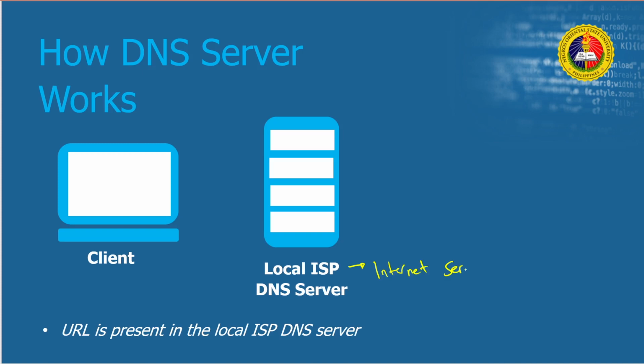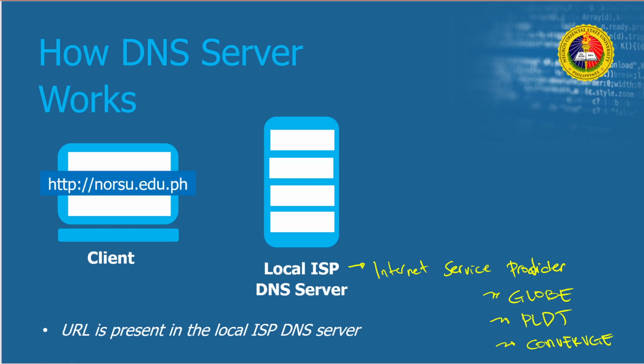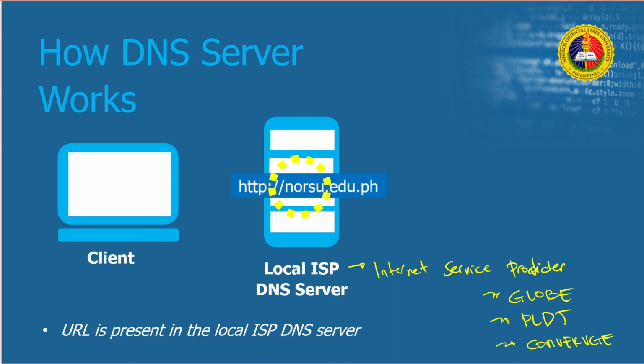Internet service provider. Example of an ISP or internet service provider, anyone? Globe. Okay. So we have Globe, PLDT, Converge, etc. All right. So these are ISPs, or internet service providers. Our internet service provider has a local DNS. So every time that we visit a website, it first goes to the local DNS server. For example, we'll visit the website norsu.edu.ph. The first thing it's going to do is go to our local ISP DNS server to check if that IP address is already in their database.